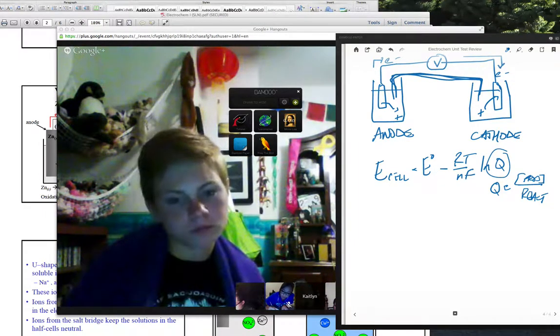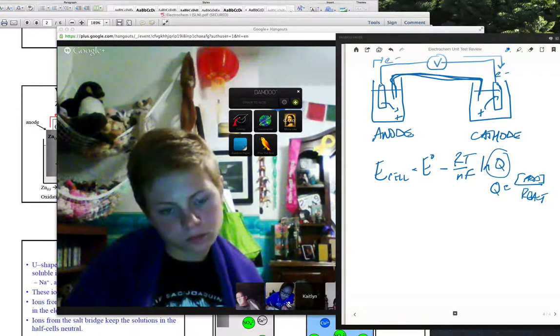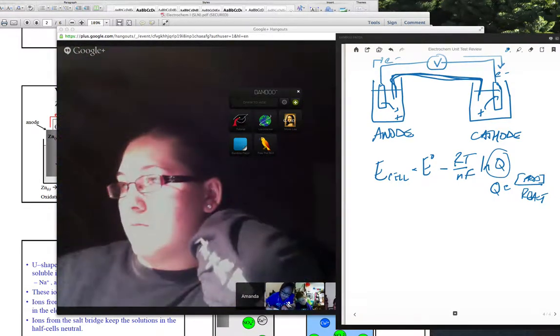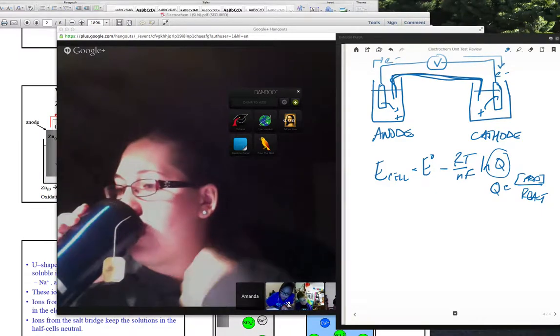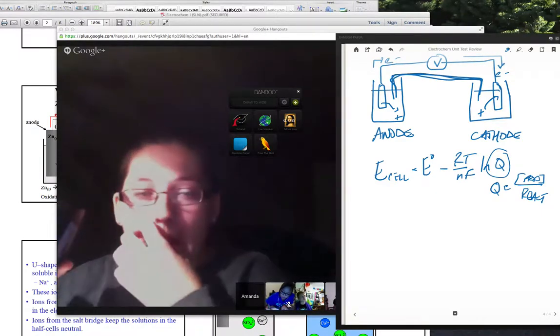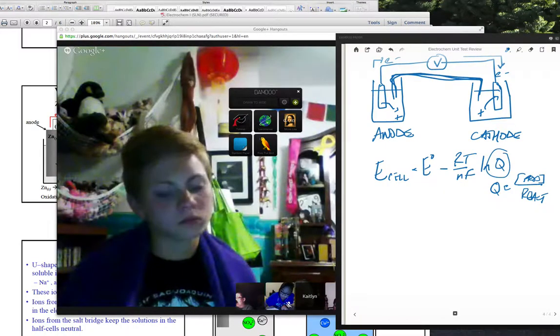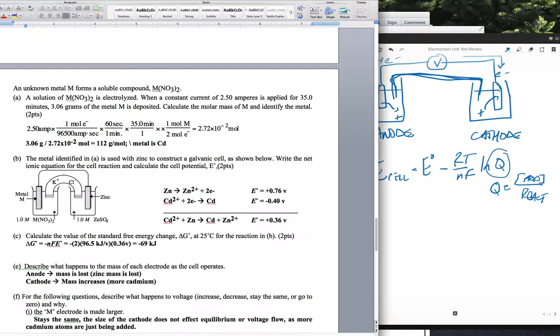If you do natural log of a number less than one, it's going to be negative. Do you guys understand that? If you just plug it into your calculator, you don't have to understand all of the log and the natural log. But natural log of a number less than one makes it negative. Then a negative times a negative makes it positive. You're adding that to the E naught, which makes the E of the cell higher. So you can look at it from Le Chatelier's principle, or you can look at it from the Nernst equation.